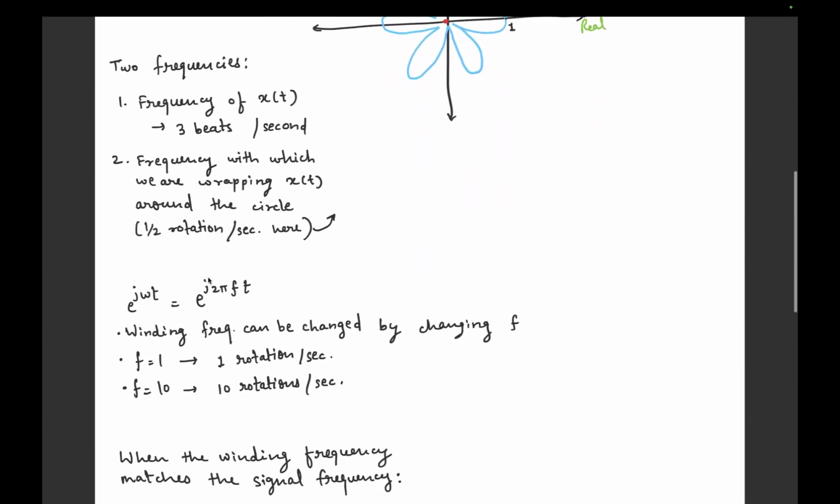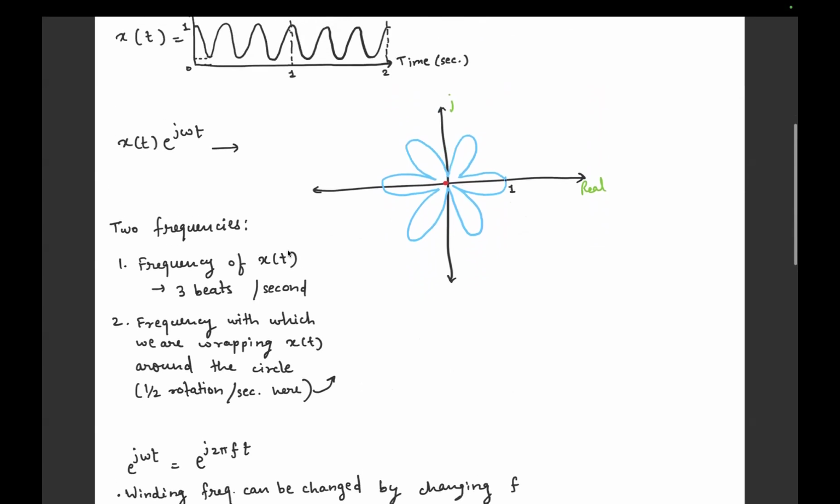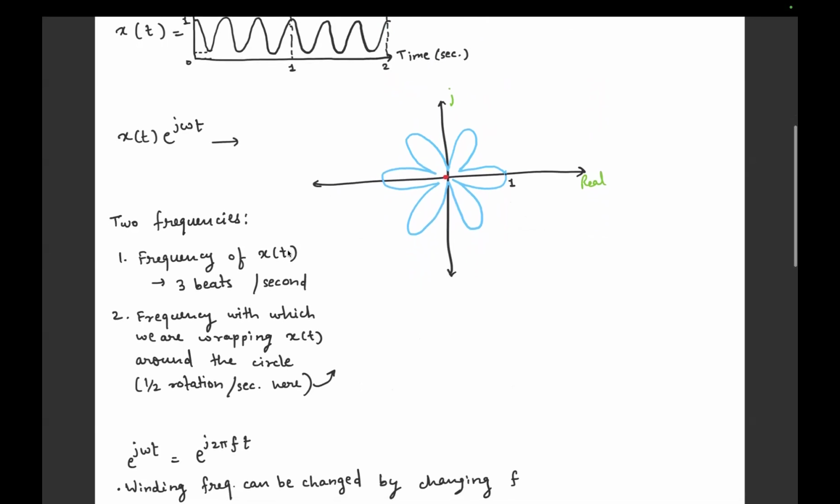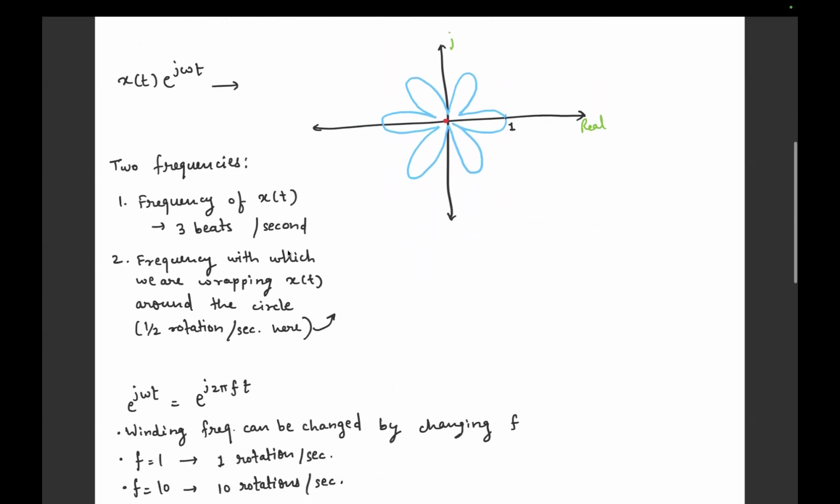Can you tell me why we have multiplied xt with e to the power j omega t? We, in just a second, we are getting there.